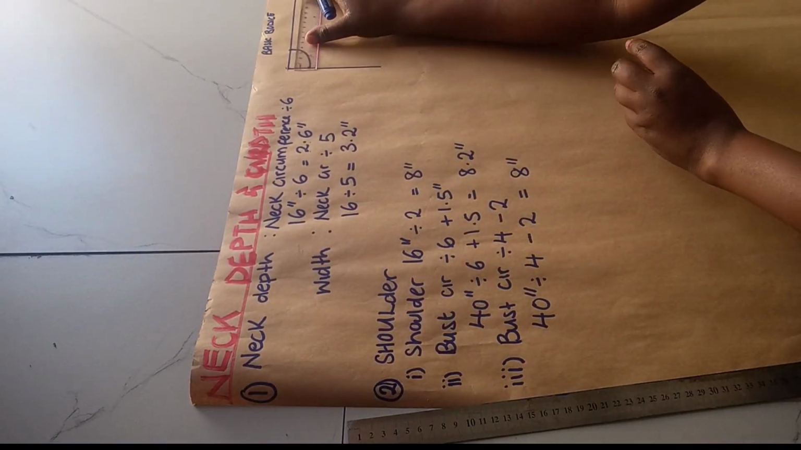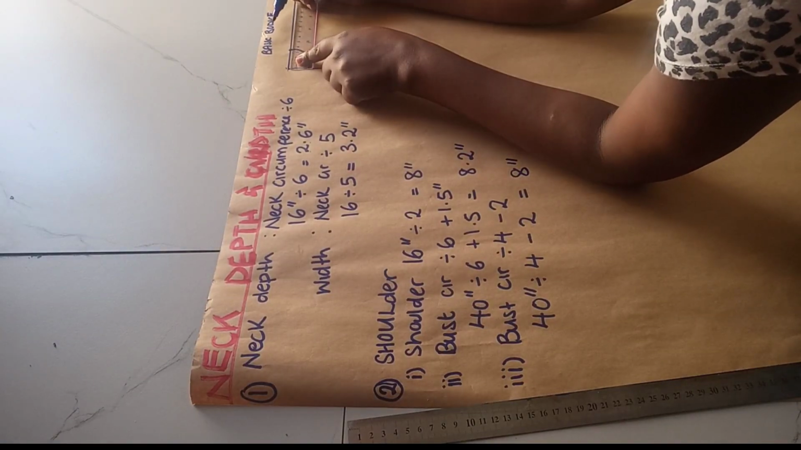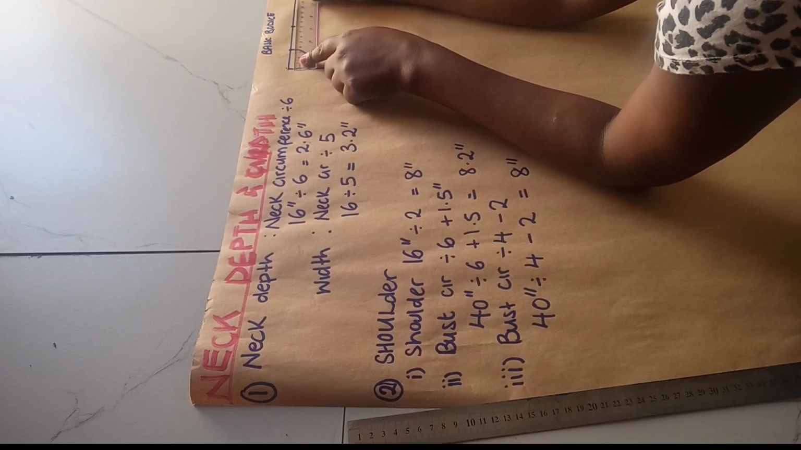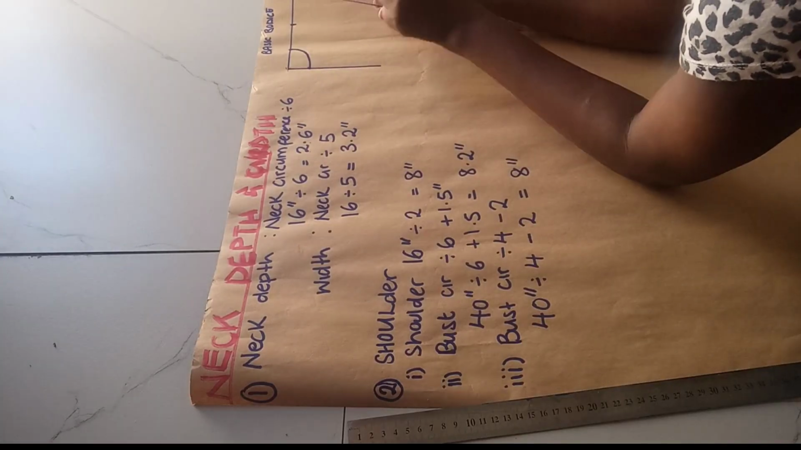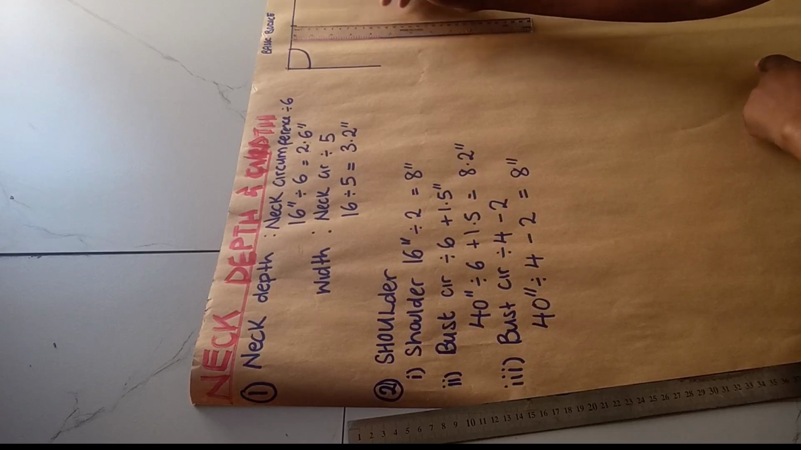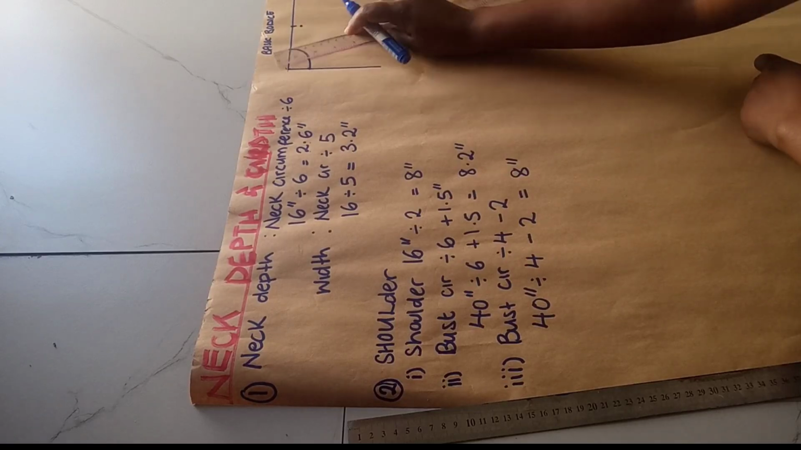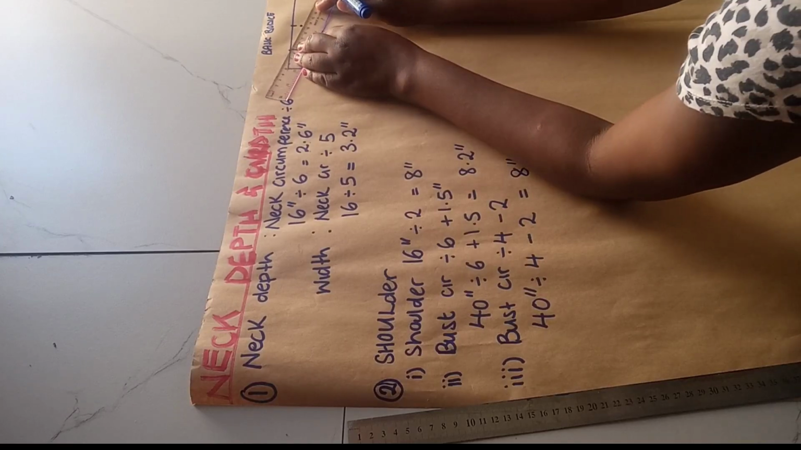Then you measure that here. So your shoulder measurement is 8. I'm not using the actual measurements, guys. So now we can come to the shoulder slope.